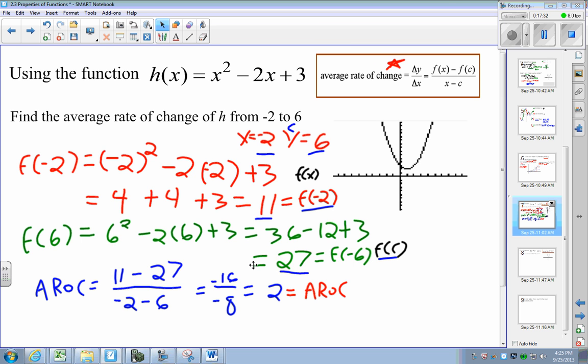Now what if we look at this graphically? And here's our graph right here. So when we look at x is equal to -2, if I put a dot right there, and we look at x is equal to 6, 1, 2, 3, 4, 5, 6, it's something way up here. When we draw a secant line between those 2 points, we should get the slope of that secant line is equal to 2. It's just another way to look at it.